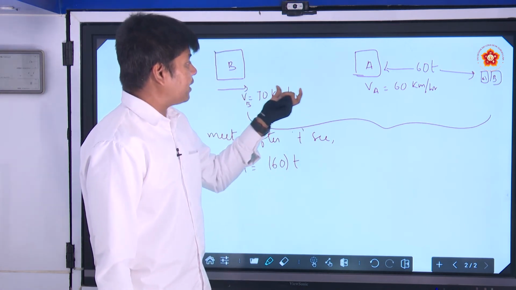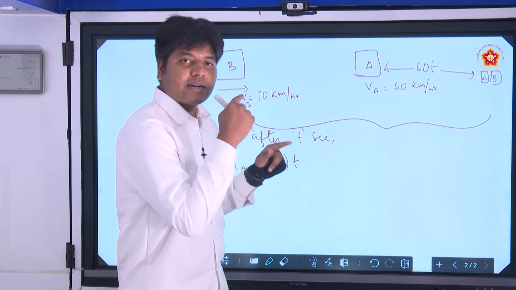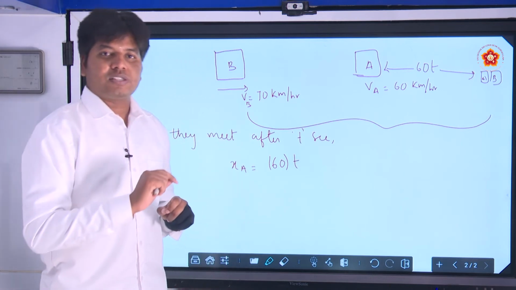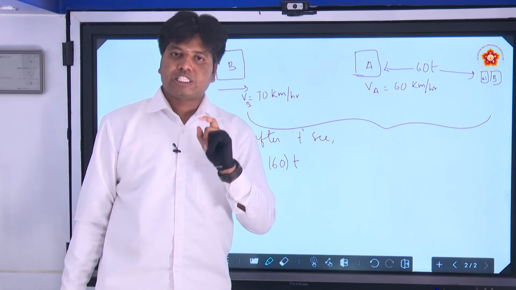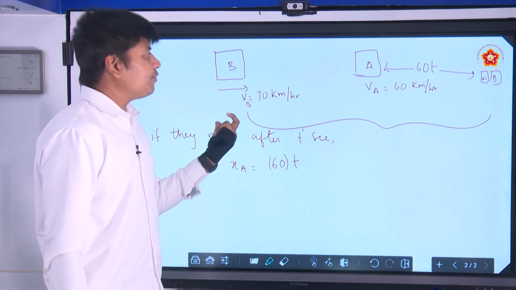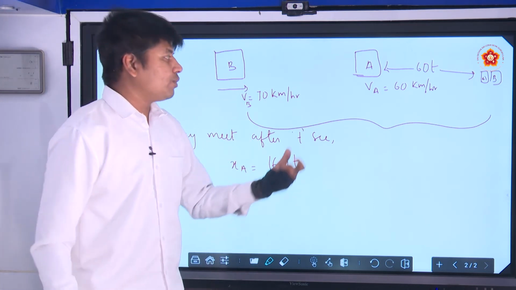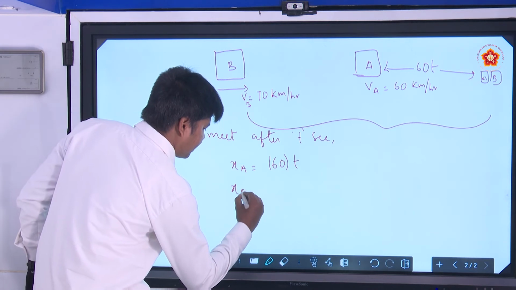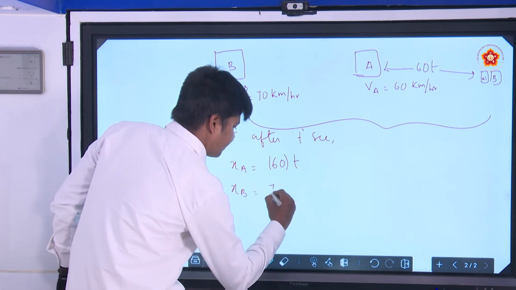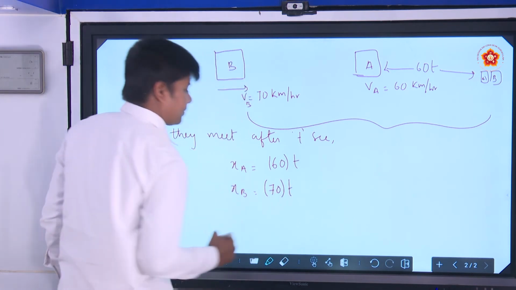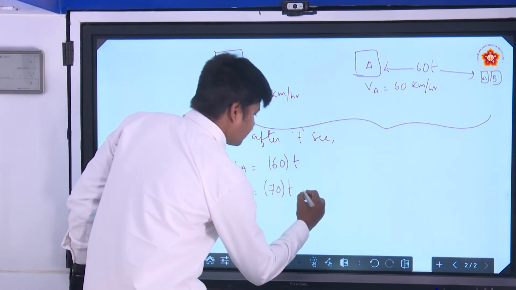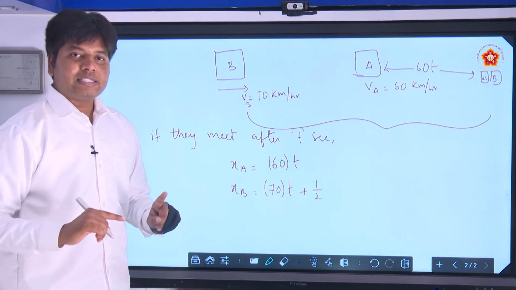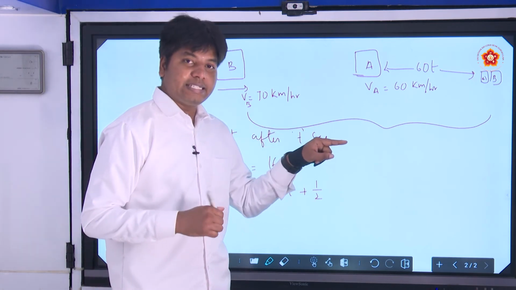It was travelling with 70 kilometers per hour, but when the distance between the two bodies becomes 2.5 kilometers, it starts decelerating. So the initial velocity of this body will be 70 kilometers per hour. Then we will calculate the distance travelled by the body, since we know the deceleration. So XB, distance travelled, is initial velocity times t, 70t, plus half, and g will be minus or plus?